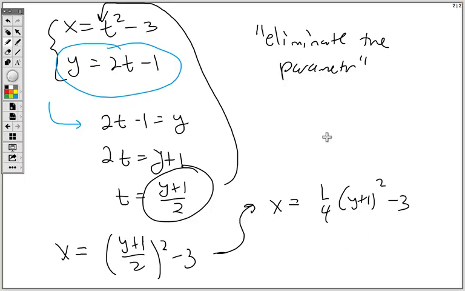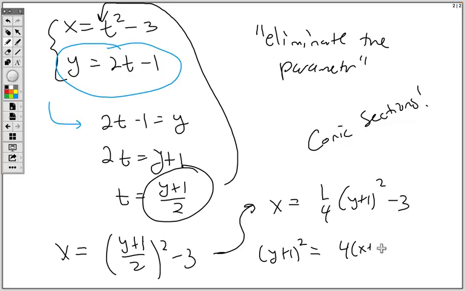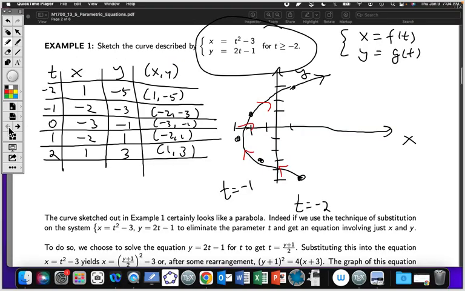And you might think back to the conic sections. If we solve this for y plus 1 squared, that's going to be 4 times x plus 3. By golly, this in fact is a parabola, with the vertex at negative 3, negative 1, that's opening to the right. And so if I look at my graph here, sure enough, this does look like a parabola. That does look like the vertex.